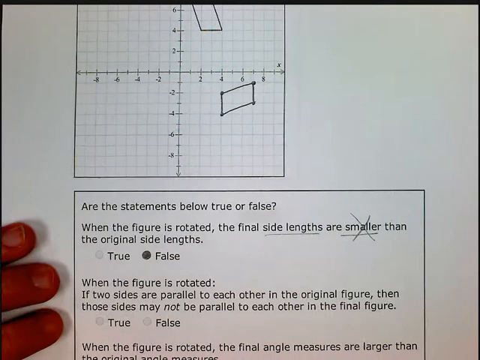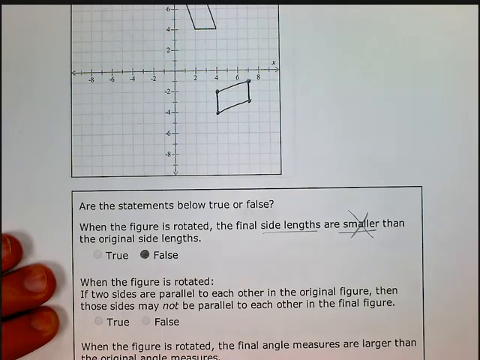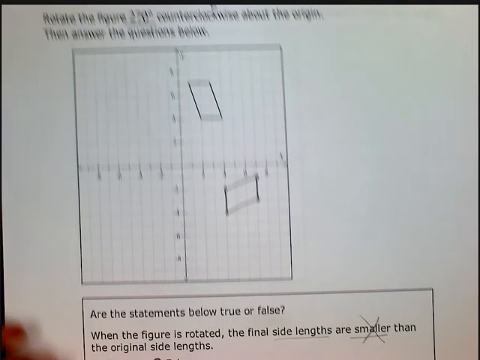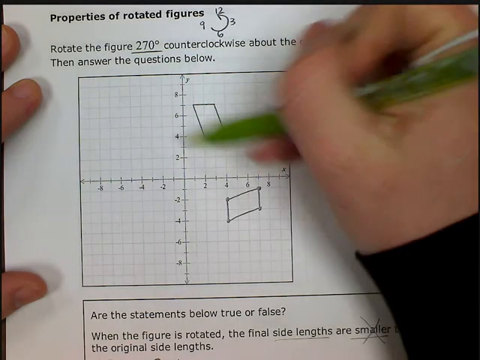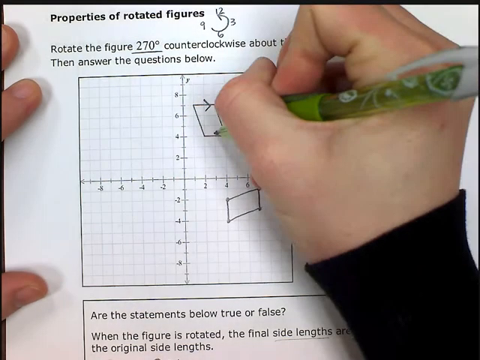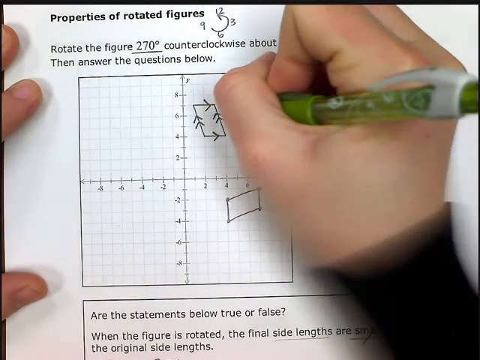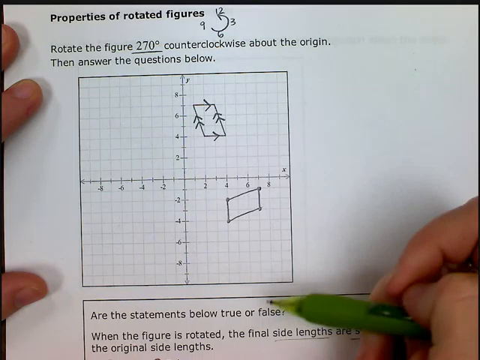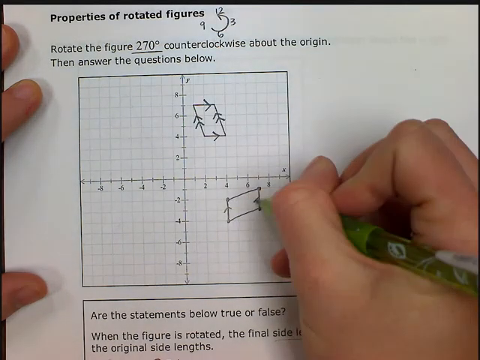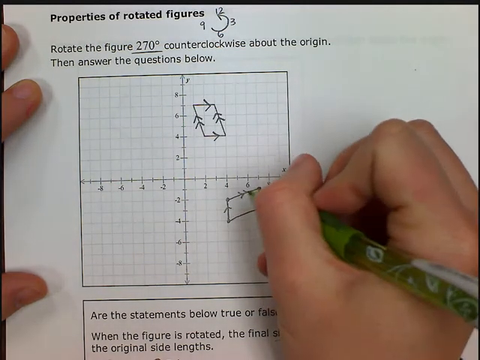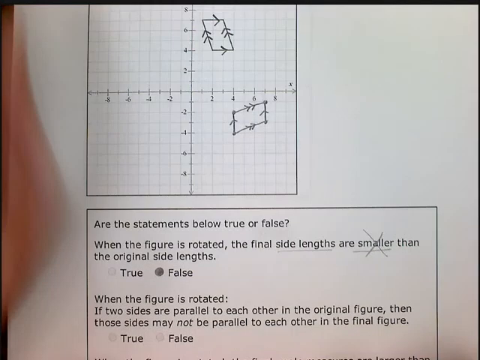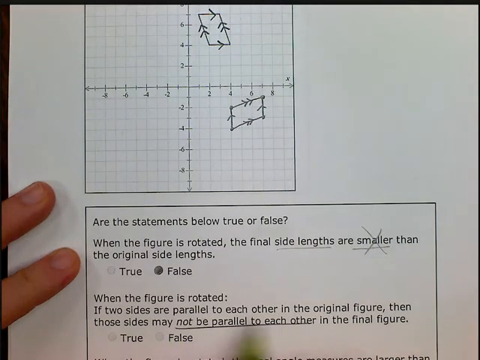The next one says, when the figure is rotated, if 2 sides are parallel to each other in the original figure, then those sides may not be parallel to each other in the final figure. This is what this is asking. So looking at this original figure here, I see that this line is parallel to this line. I also see that this line is parallel to this line. So what I want to do is see if those same lines are parallel down here. This is in fact still parallel to that, and these are still parallel to each other. So this one's false because they will be parallel to each other.